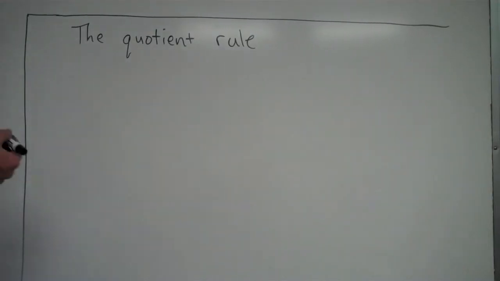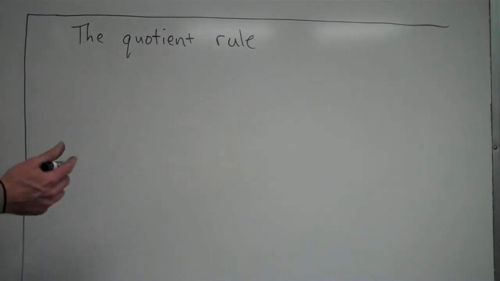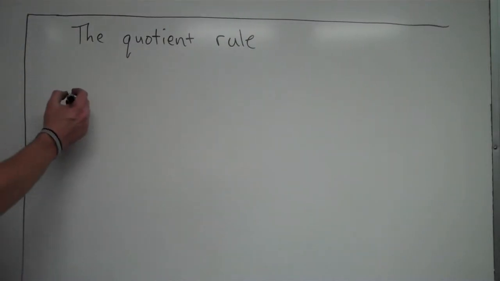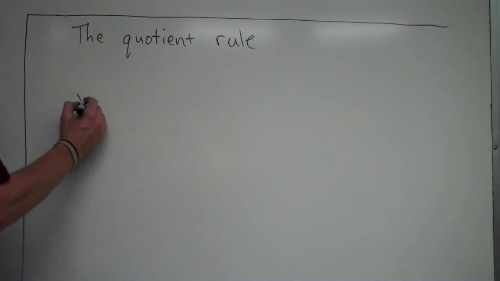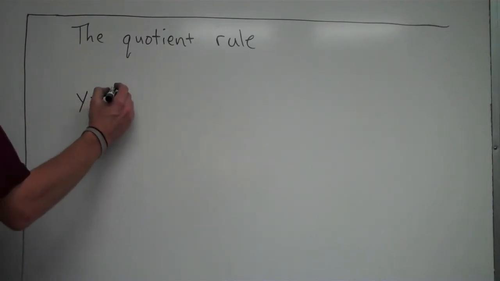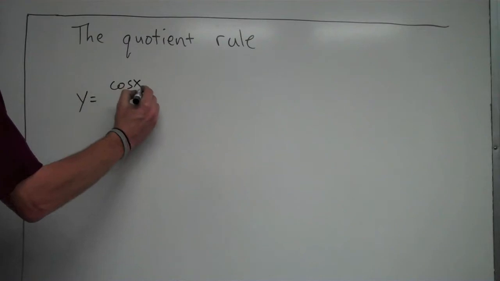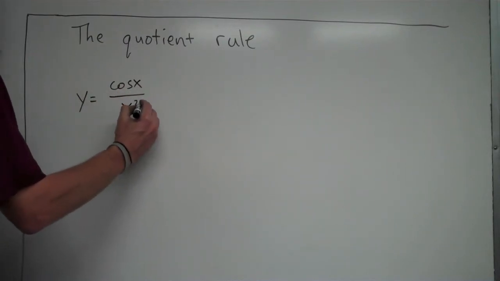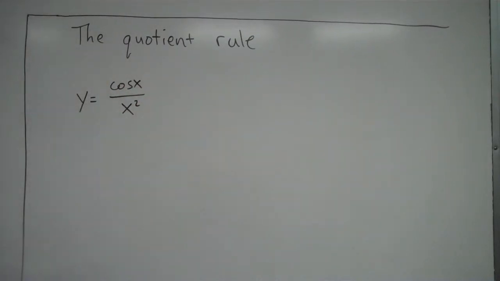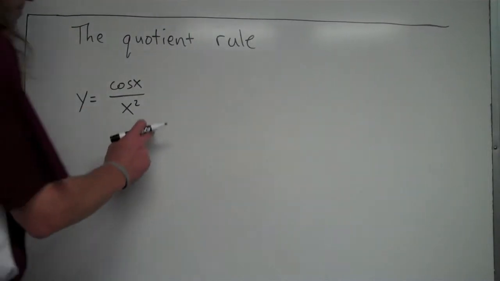Alright, let's take a look now at the quotient rule for derivatives. Again, it's just another rule that allows us to find the derivative of more types of functions. Let's say, for instance, we have something like this: y is equal to cosine x over x squared. Here's an example of a quotient, where we're dividing one function by the other.